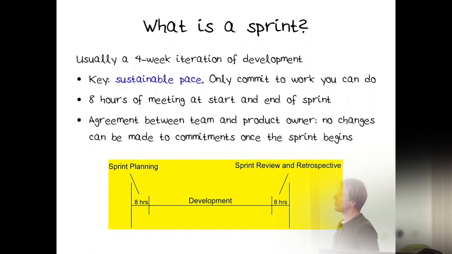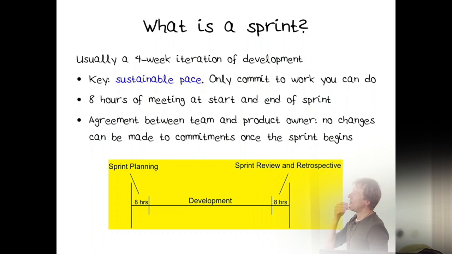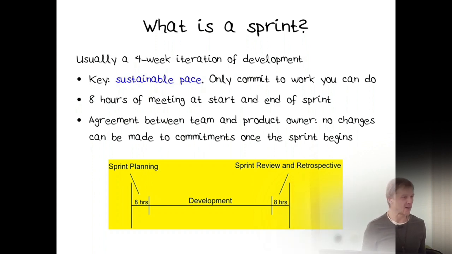So a sprint is a 4-week iteration, you're going to have 1 week. The team only commits to work that they can do, right? Only commit to what you can do. Normally, the sprint planning meeting is 8 hours. Your meeting is probably going to be like 1 or 2 hours at most.